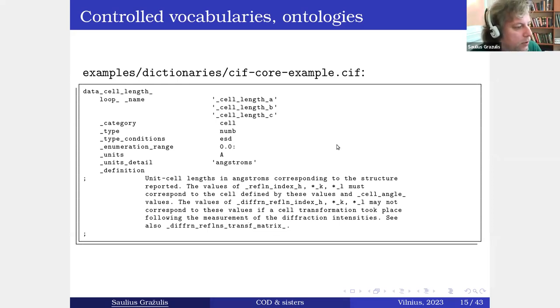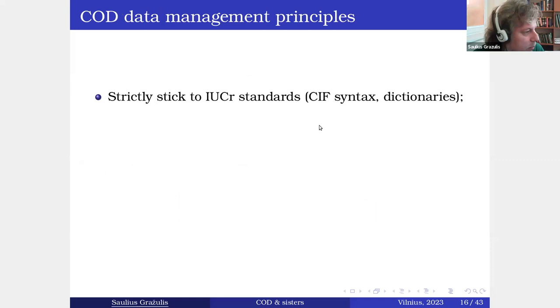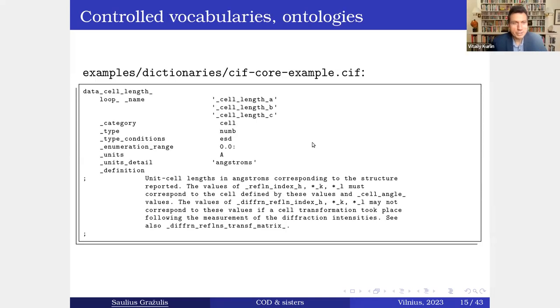There is a further development of the CIF framework that allows also computer interpretable definitions of data items, but I will not get deep into that now, just would like to mention that such possibilities exist, and it's an active development. Okay. Saulius? Yeah. Could I ask a quick question about, sure.